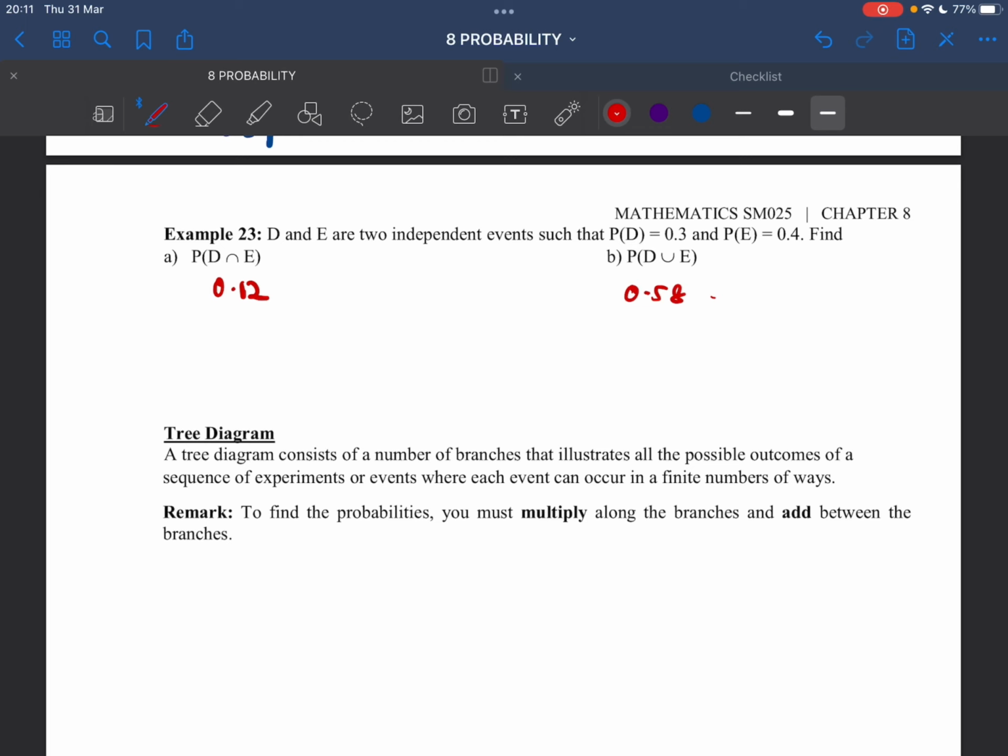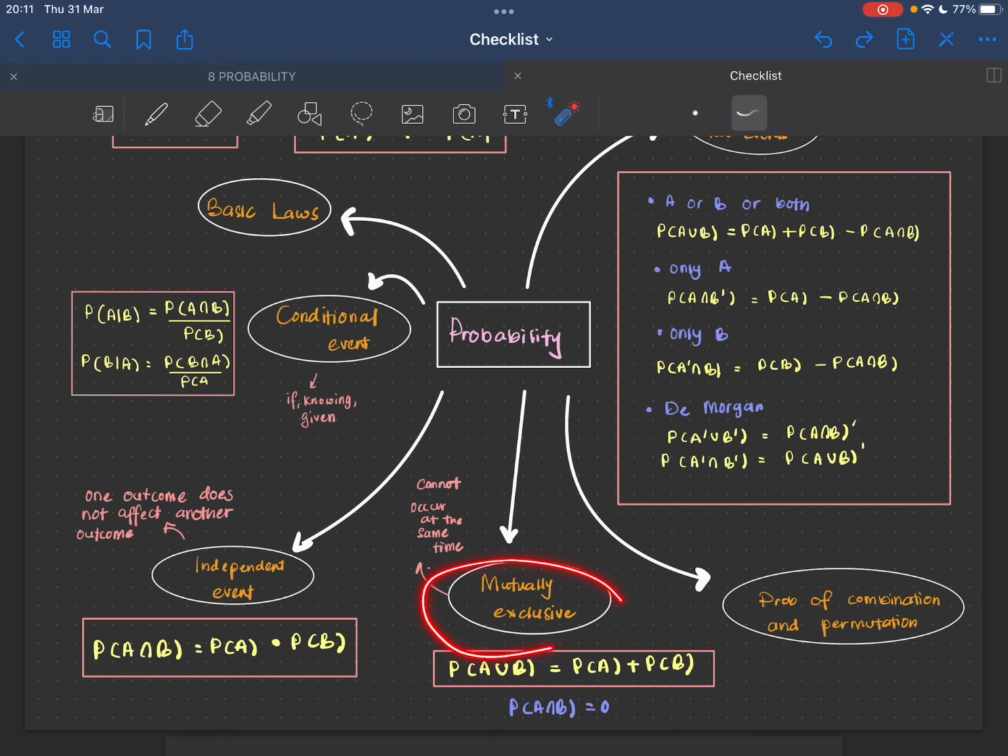So that's all for mutually exclusive, independent events, and also conditional events. Let's recap one more time. Mutually exclusive: the two events cannot occur at the same time. So P(A intersect B) is equal to 0, and we have P(A union B) equals P(A) plus P(B). It comes from this formula; since we know that the intersection will be 0, we are left with this formula for mutually exclusive.